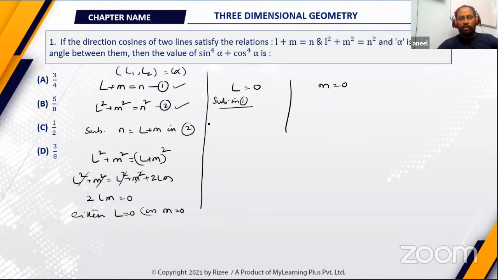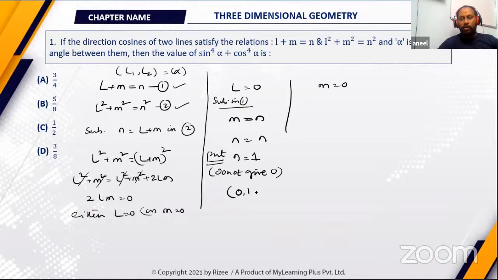L is equal to 0 substituted in equation 1. M is N. N is always N. So I can give any value for N. Here I am giving 1. I am never ever supposed to give 0. Do not give 0. You can give anything except 0. So the proportional values when N is given 1 are 0, 1 and 1. These are the direction ratios of the first line.